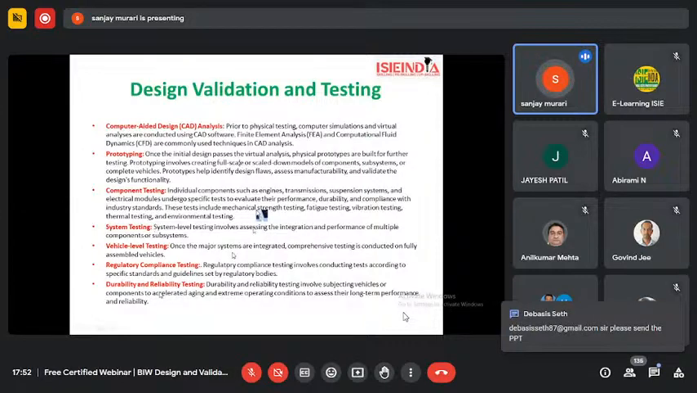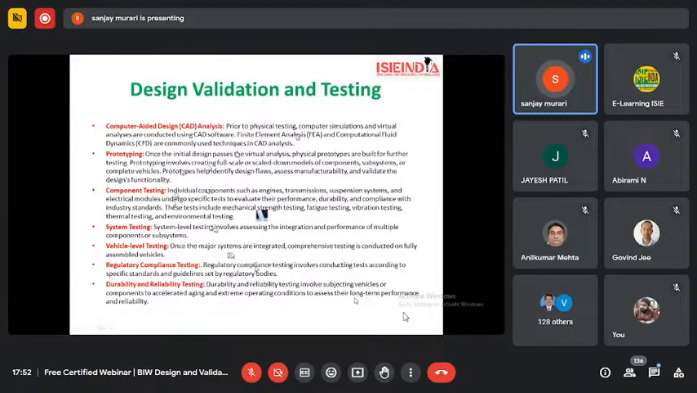Then comes durability and reliability testing. For long performance, the fatigue analysis can be carried out here. If one component, one part or one vehicle goes under continuous loading for a long time, what fatigue will develop in it? What is the life of the vehicle? We try to calculate that from durability analysis.